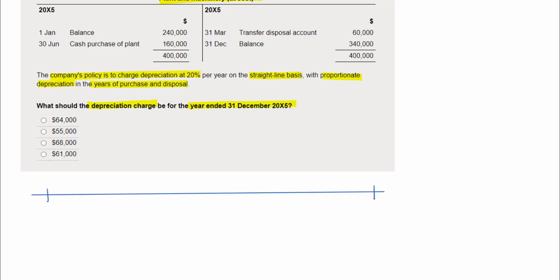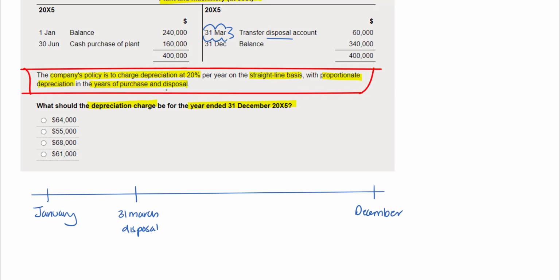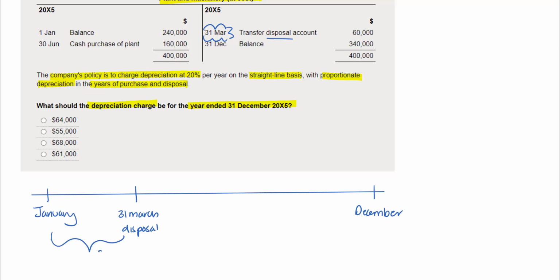We're told that the year end is December, so the beginning of the year will be January, with the end of the year being December. The information in the T account reveals that on 31st of March, there was a disposal of an asset. So if I mark that up in my timeline, 31st of March, they have a disposal. Because the depreciation policy is proportionate in the years of purchase and disposal, we can establish that for at least 3 months of this year, the asset that is disposed of would have been depreciated. Thereafter, they've sold it on, so no depreciation is relevant for the later 9 months of the year.